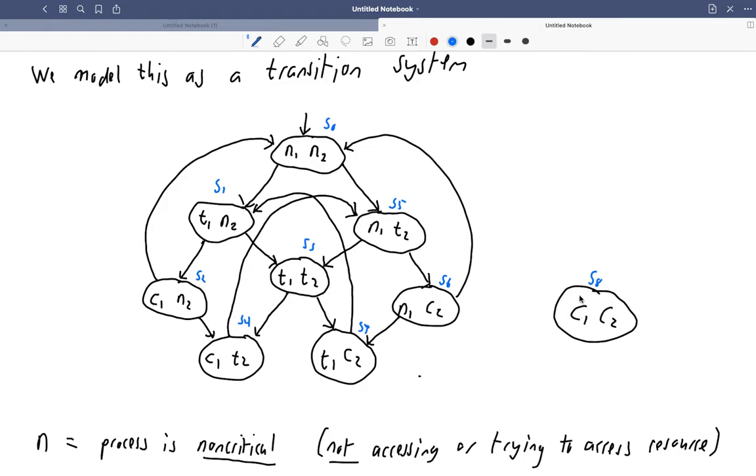So for example, when C1 gets released, we would go to N1 C2. So there might be an arrow back from here to here and another one from here over to here. But anyway, let's not worry about that sort of thing. This state here is not an interesting part of the model.